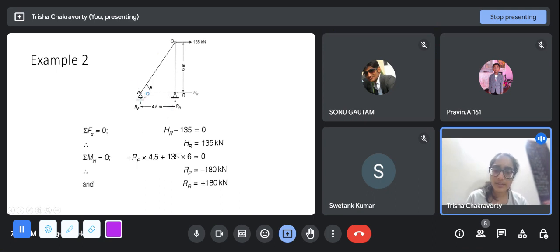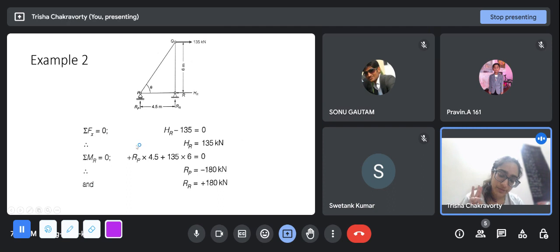So these concepts remain the same. These concepts should be clear to you by now, because you have solved these support reactions in beams, then in trusses. We have applied a 135 kilonewton load at this point. So we have three equations of equilibrium. One is redundant here because there is no vertical loading, so that equation we maybe don't need.